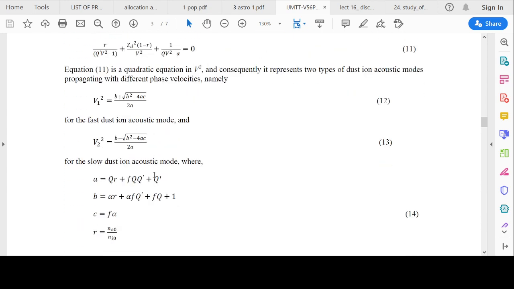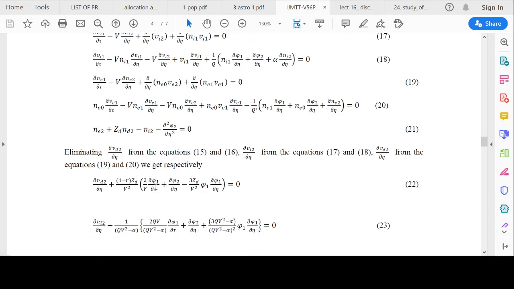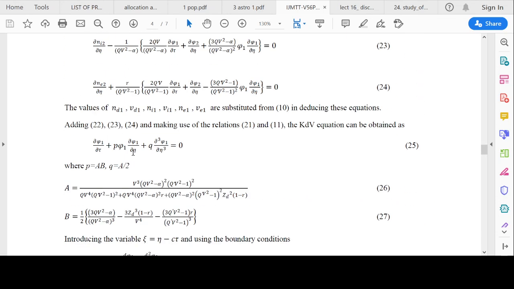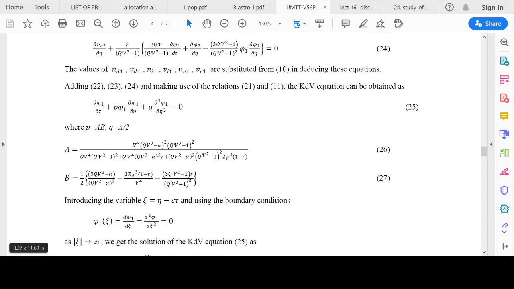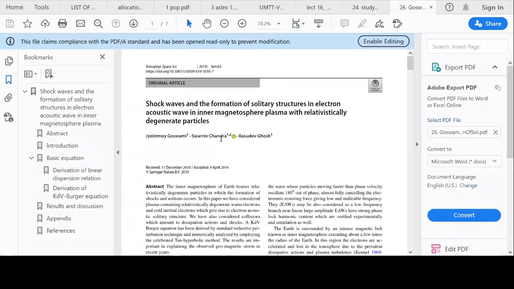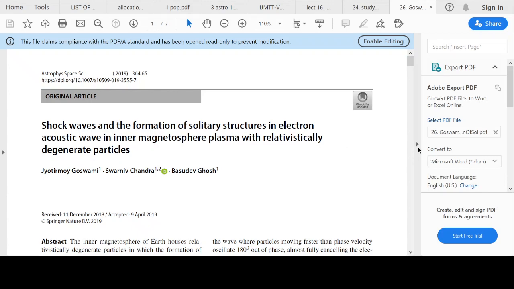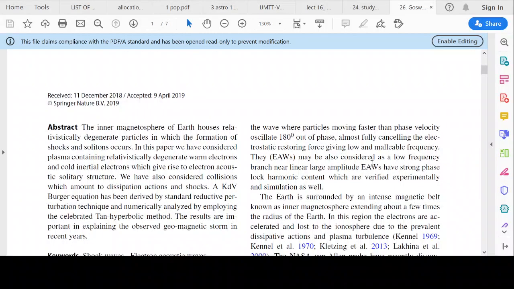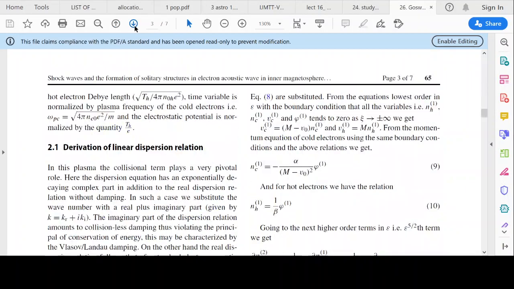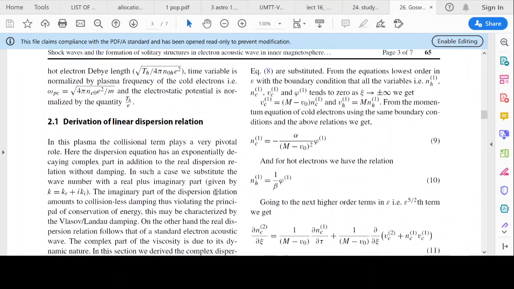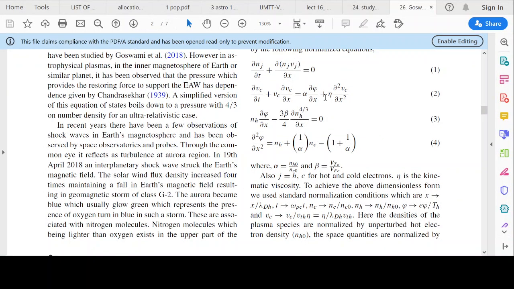So you get the KdV equation, not KdV-Burgers, because there is no shock wave, so they haven't done it here. Now if any of you are willing to go for the shock wave kind of thing, that is, if you have that viscosity term, you see here you have got the viscosity term for cold electrons, and hot electrons do not have the viscosity term, and also they do not have the inertia term.